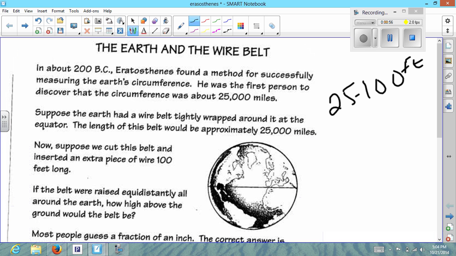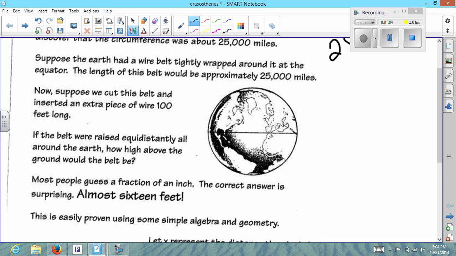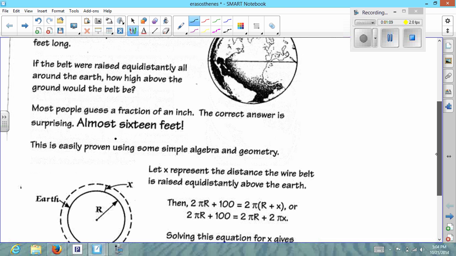Most people think it's a fraction of an inch because you're taking it around the Earth. And it's actually a fairly large number considering you're only adding 100 feet. It is actually 16 feet. So let's look at why it's 16 feet.